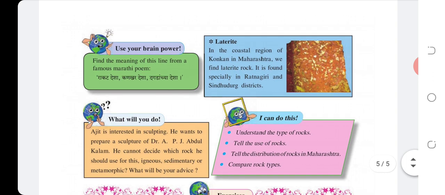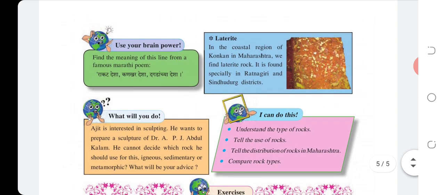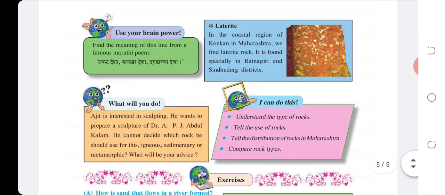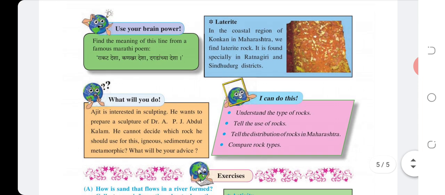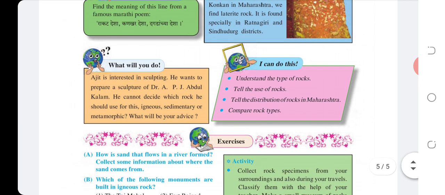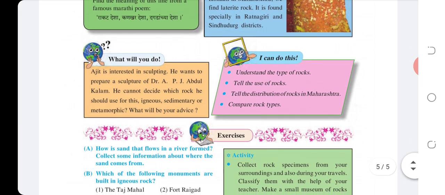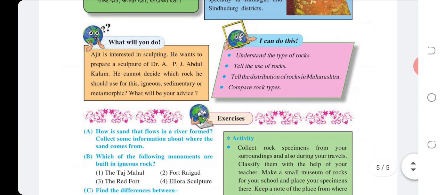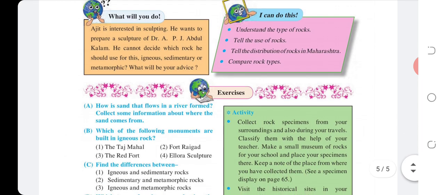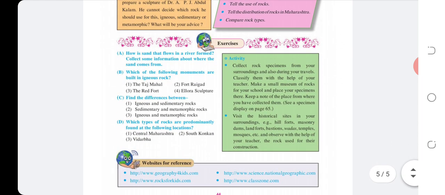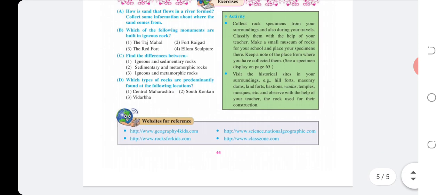Laterite. In the coastal region of Konkan in Maharashtra, we find laterite rock. It is found especially in Ratnagiri and Sindhudurg districts. I can do this. Understand the types of rock. Tell the use of rock. Tell the distribution of rock in Maharashtra. Compare rock types. Exercises.